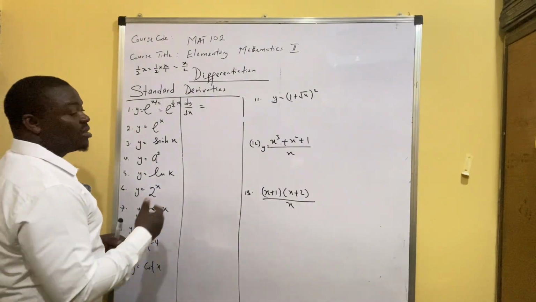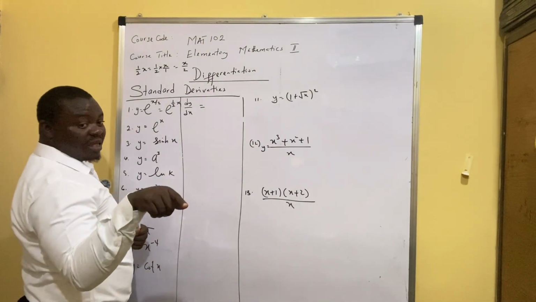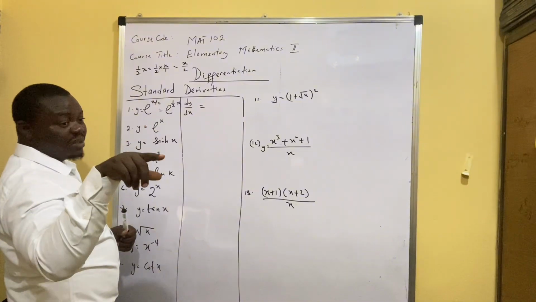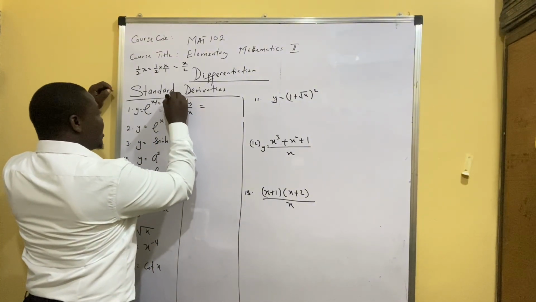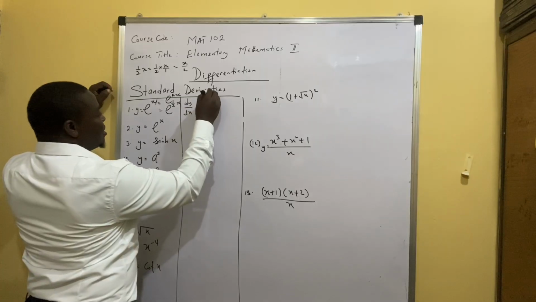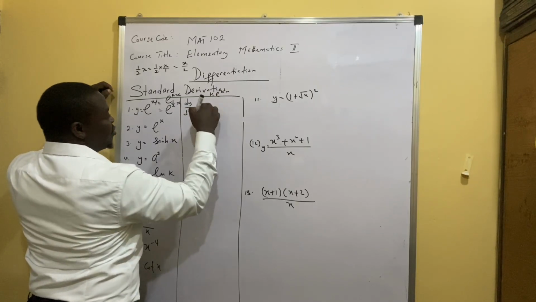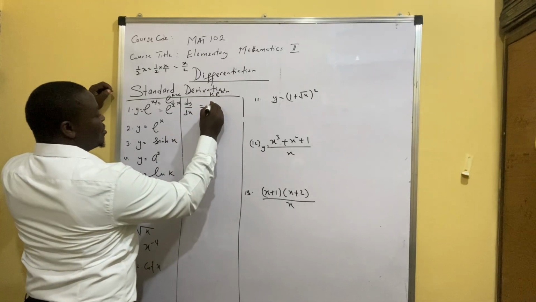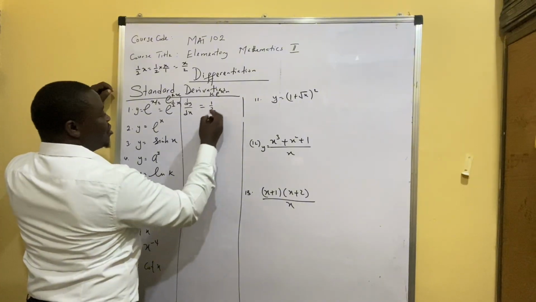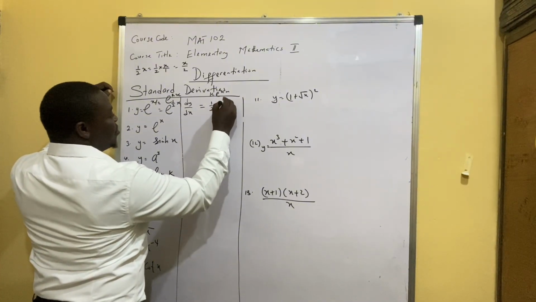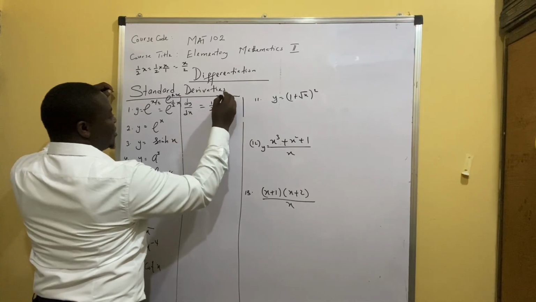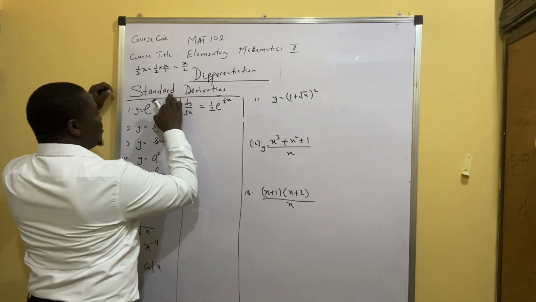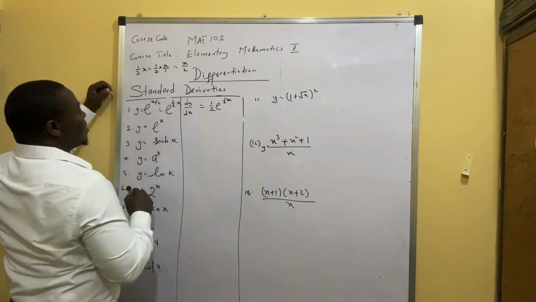So what will now be the result? It's k e raised power kx. So if this is the same thing as exponential kx, and the result is k exponential kx, what will be the result here now? What's our k now? 1 over 2. So that's 1 over 2 exponential 1 over 2 x. That's the derivative. Alright, so move on to the next one.